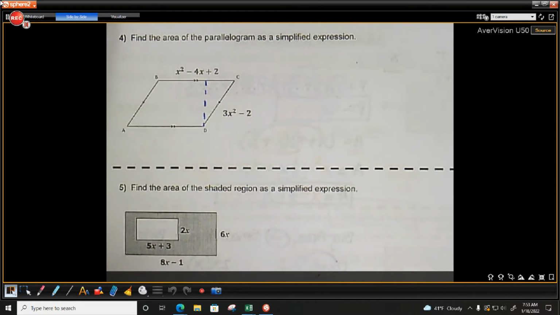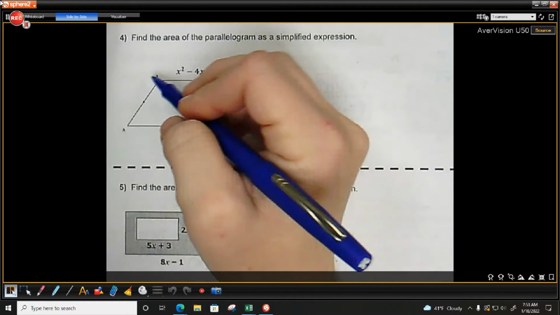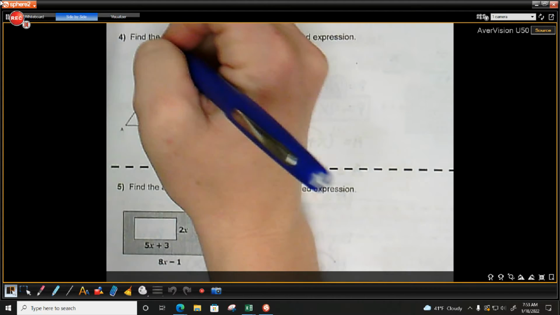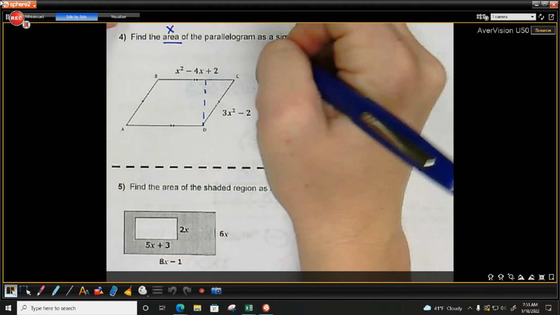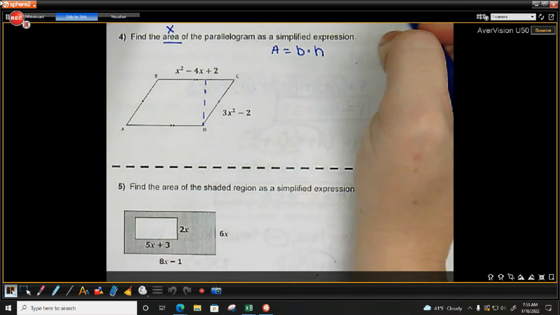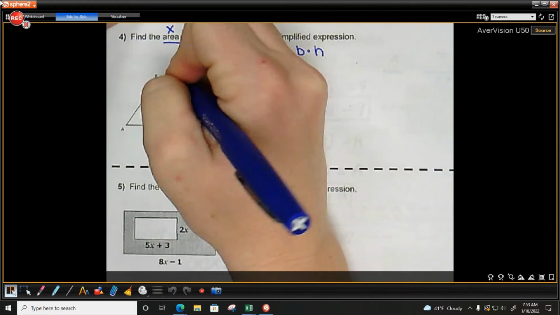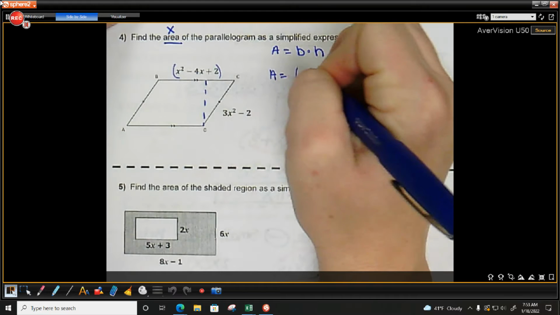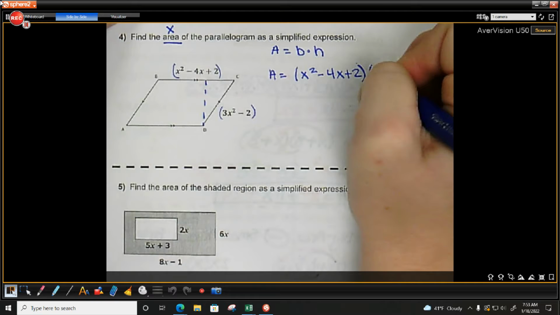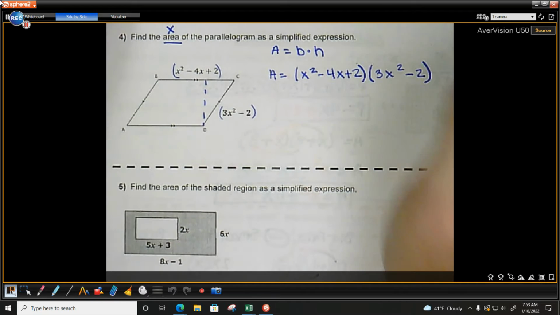Okay, does anyone know how to find area of a parallelogram? Way easier way than that. Base times height. That's it. Okay? So the area, just multiply the base times the height. Area equals base times height. And that is it. So area equals x squared minus 4x plus 2 times 3x squared minus 2.